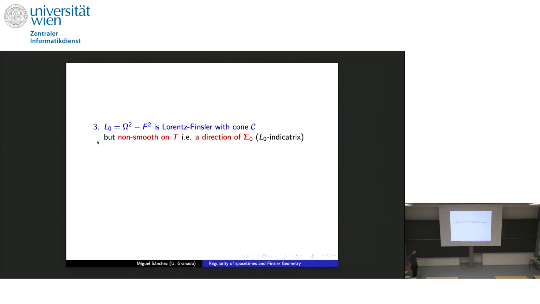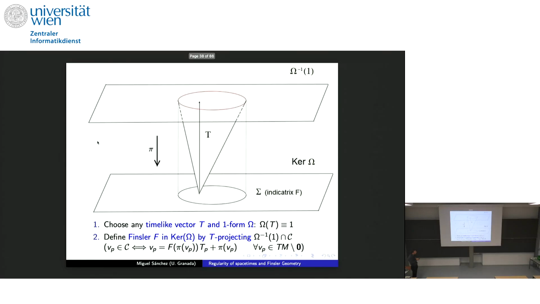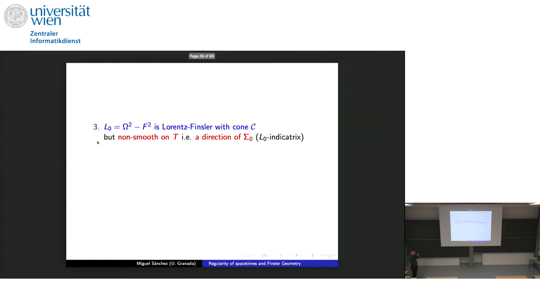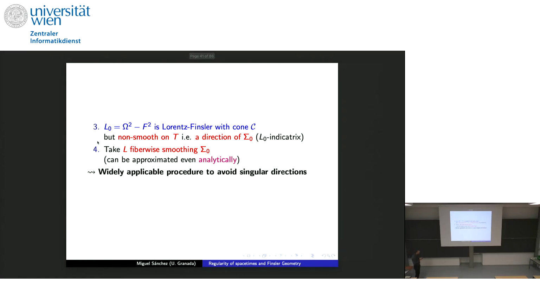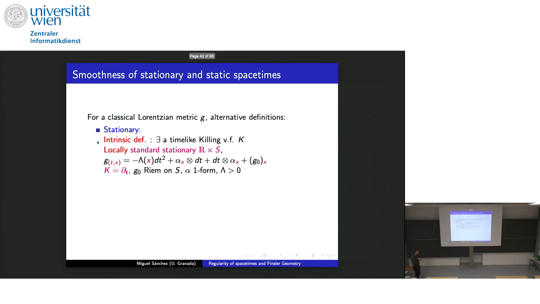What can be recovered in this way, but the direction of the time-like vector will be non-smooth by this construction because of this problem of regularity of the set of the norms. However, this happens only in one direction at each point, and this can be smoothened with no problem, even approximated analytically. This is widely applicable to handle singular directions in practical cases.